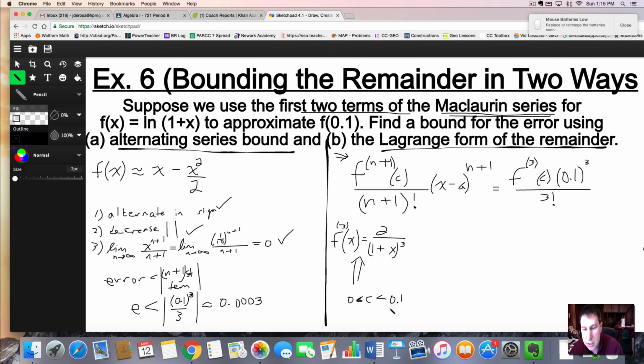So we know c is in here, and so therefore, we're not going to be able to evaluate exactly the third derivative of f at c, but we can bound it. We can say that this expression has to be less than, and then we just need to find the maximum possibility for this term. What's the largest that can be? And then we'll multiply it by 0.1 to the third over 3 factorial. So what's the largest this term can be? That's what we need to consider next.